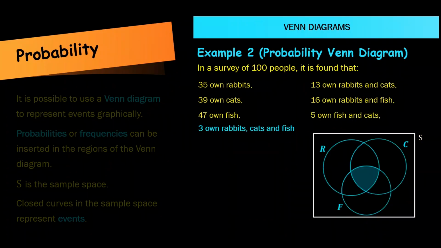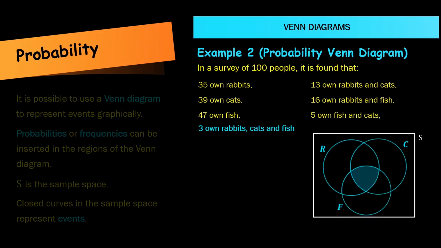In order to tackle the questions related to this example, it's always easiest to draw a Venn diagram first. So here's our Venn diagram, currently blank. We have our sample space, and then we've got 3 circles overlapping inside it. One representing the owners of rabbits, another representing the owners of cats, and the third representing the owners of fish. And then we've also got one area shaded.